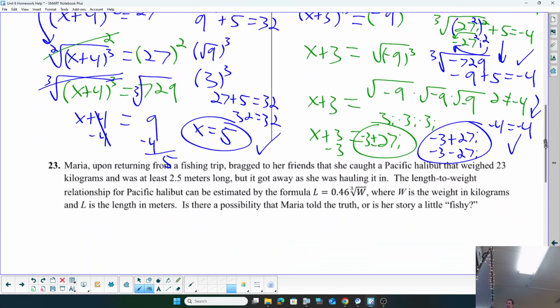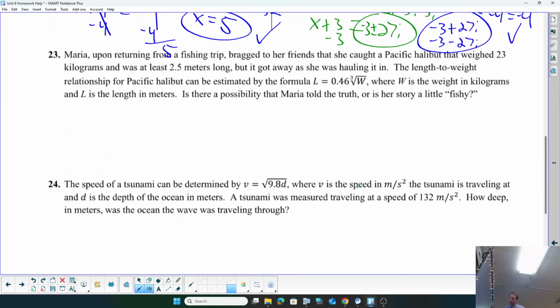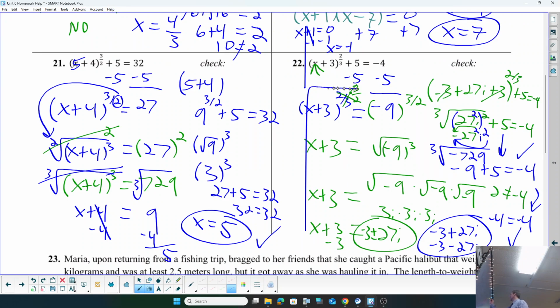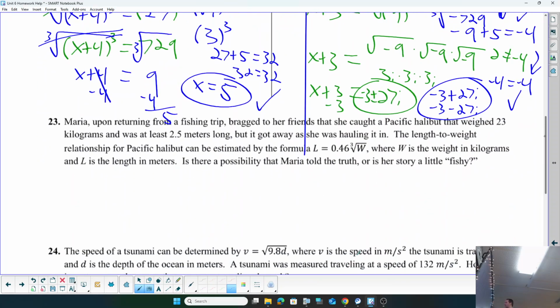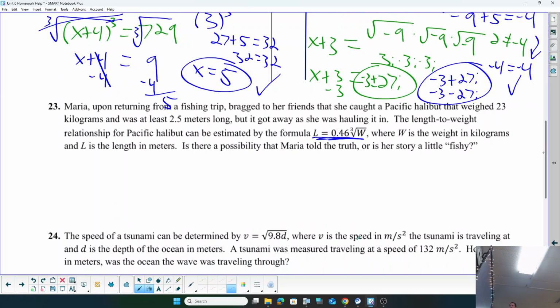And then we got our word problem. So Maria, upon returning from a fishing trip, bragged to her friends about how she caught a Pacific halibut, which weighed 23 kilograms and was at least 2.5 meters long. But it got away as she was hauling it in. The length to weight relationship for Pacific halibut can be estimated by the formula, like that, where W is the weight in kilograms, and L is the length in meters. Is there a possibility that Maria told the truth, or is her story a little fishy?